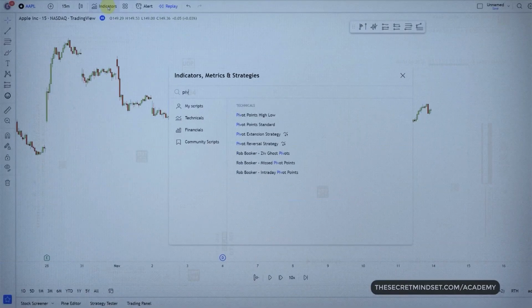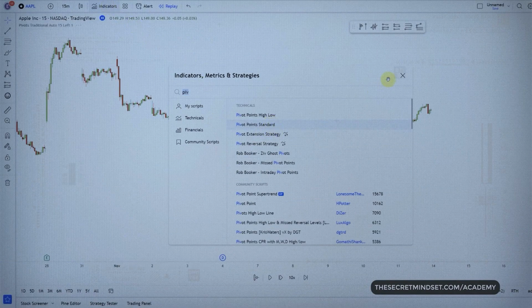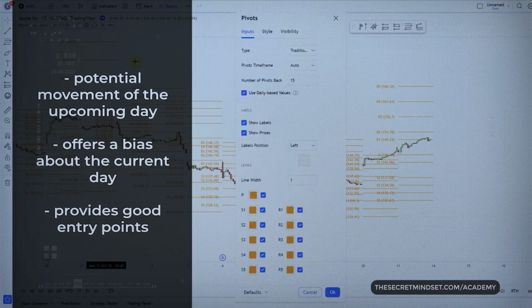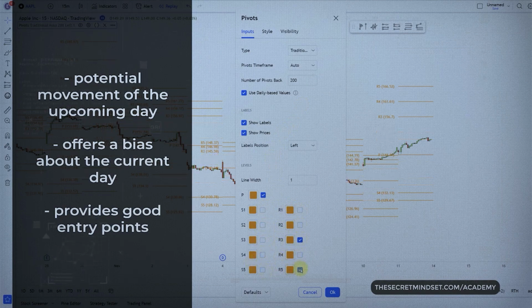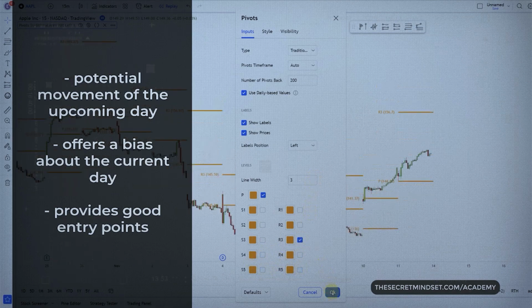The central daily pivot is one of the most powerful indicators. It can tell you a lot about the potential movement of the upcoming day, and it can offer you a bias about the current day. Knowing the location of this pivot will allow you to know the pulse of the market and will also provide you with decent entry points.